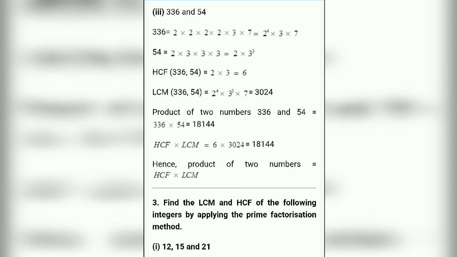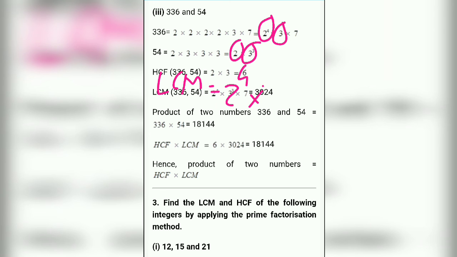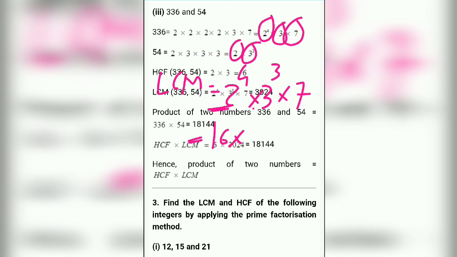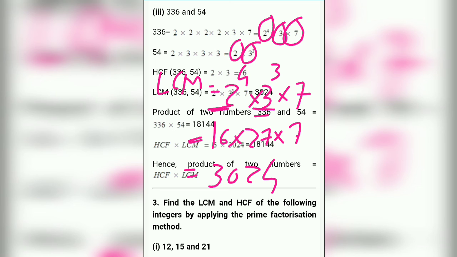Again, for the LCM we need to write each factor with the highest exponent. So 2 raised to 4 is highest, 3 raised to 3 is highest, and here 7, 1 time 7 is remaining. Now 2 raised to 4 is 16, 3 raised to 3 is 27, multiply 7. If we multiply 16 by 27 by 7, we get the answer 3024. You can do the multiplication yourself.